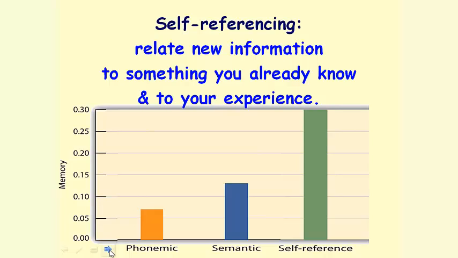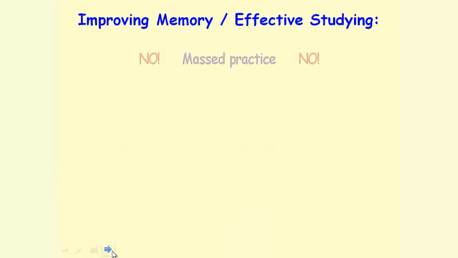An example of self-referencing is that when I review symptoms of a particular psychological disorder, if you link what I am saying to someone you know, you'll be personalizing the information and you'll be much more likely to remember it at a later time. How can we improve our memory, and what are effective study behaviors?